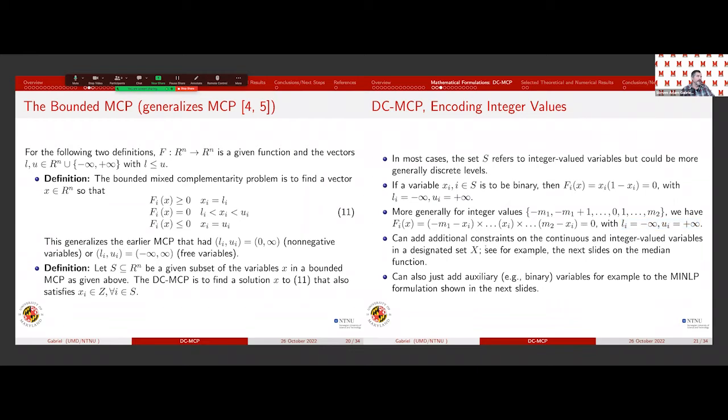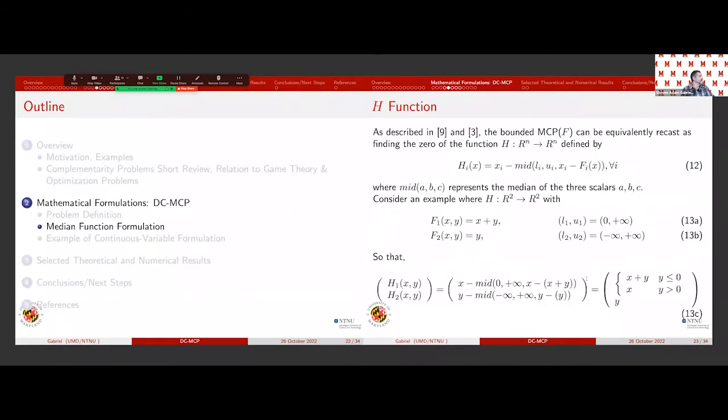You can also add additional constraints on the continuous and integer value variables via some designated set X. I'll talk about that in the next slide. You can add auxiliary binary variables for the mixed integer nonlinear program formulation that I get. So there's many ways to have integer or binary restrictions on the equilibrium problem, basically. So let me talk a little bit about that.